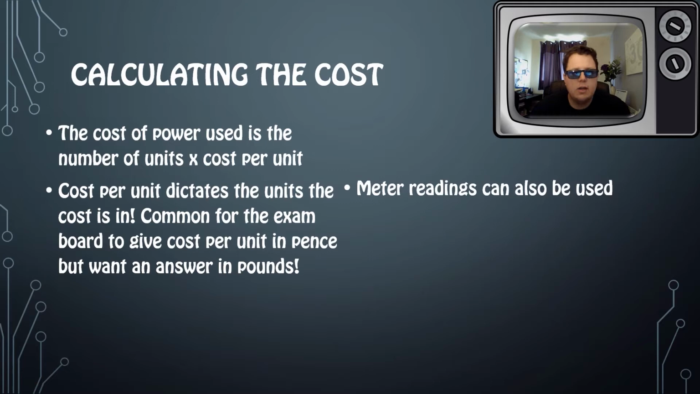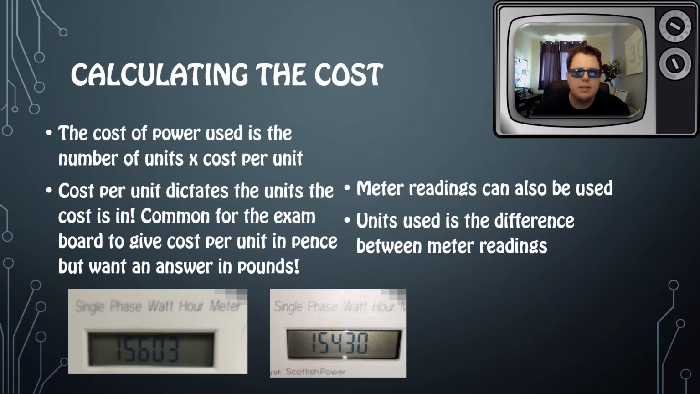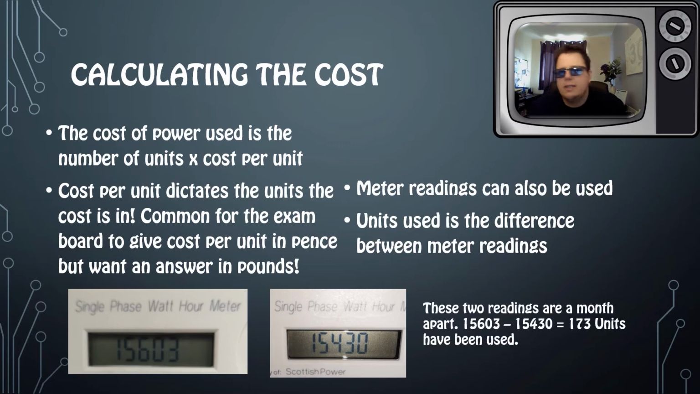We can also talk about meter readings, okay? If you're looking at the meter readings, the units used is the difference between the two meter readings. So here we've got two meter readings, and these are from a month apart. You take the difference between the two numbers, so in this case 173. So in a month, this household used 173 units of electricity.